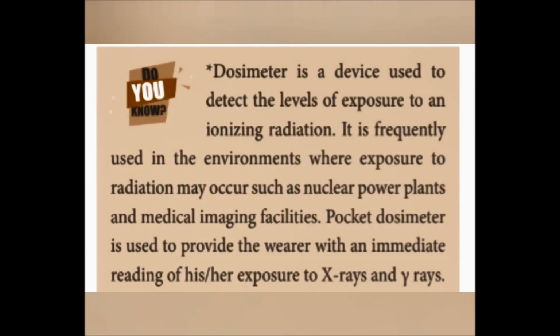What is a dosimeter? Dosimeter is a device used to detect the levels of exposure to ionizing radiation. Pocket dosimeter is used to provide the wearer with an immediate reading of exposure to X-rays.